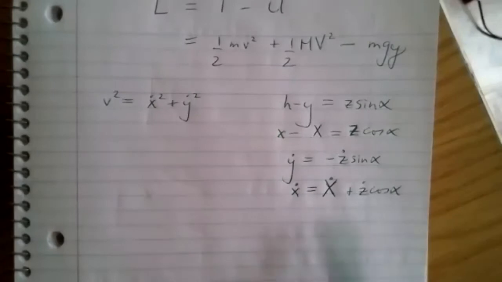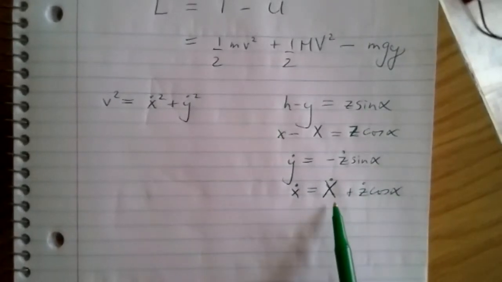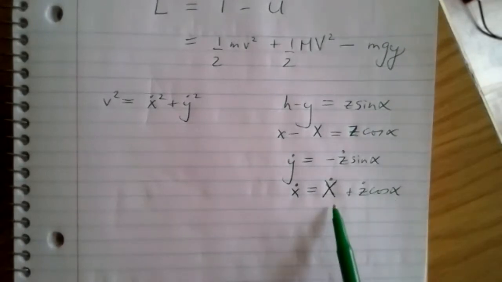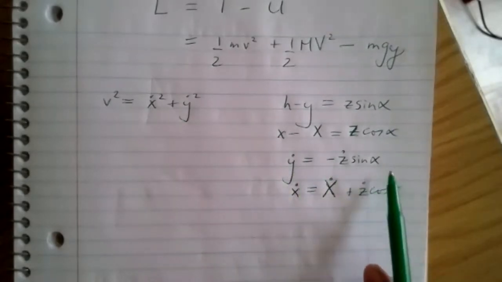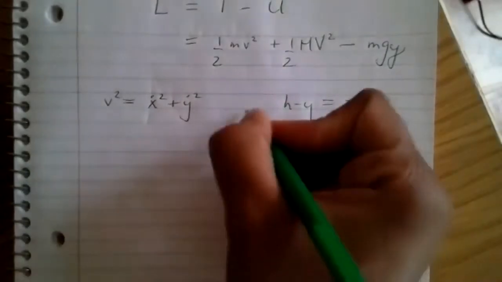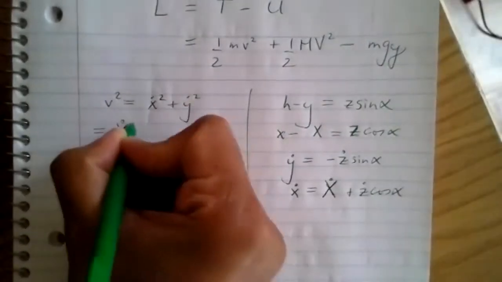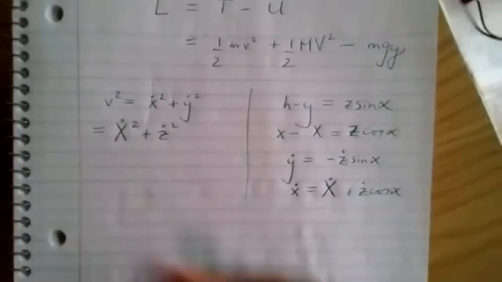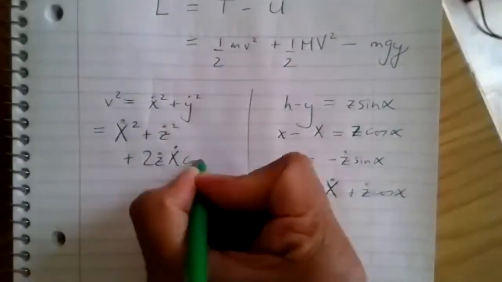All right, so then I have to square these and so on. So if I do x dot squared, I'm going to get big X dot squared plus Z dot squared cosine squared alpha plus 2 X dot Z dot cosine alpha, and y dot squared is going to give me Z dot squared sine squared alpha. So I can see there's going to be a sine squared cosine squared thing going on. So this little v squared is going to end up as big X dot squared plus Z dot squared plus 2 Z dot X dot cosine alpha.